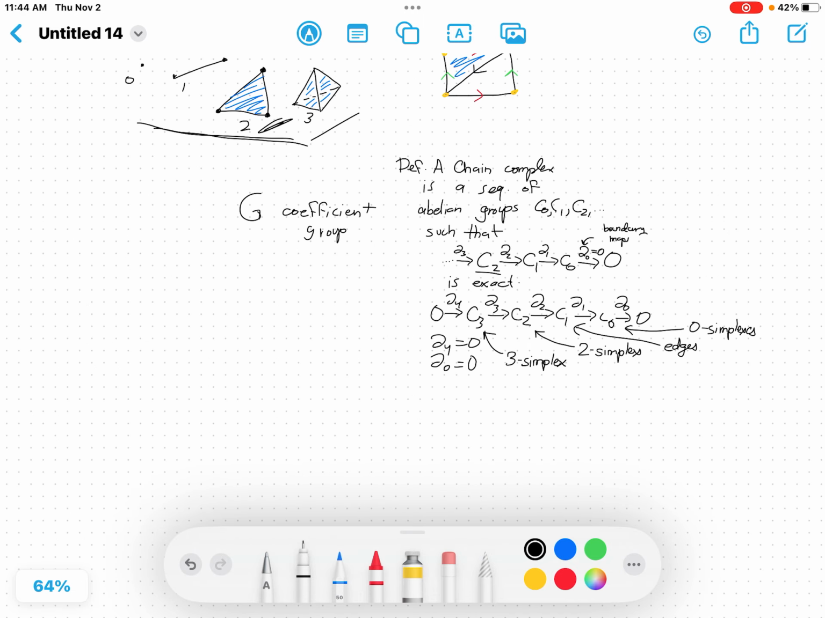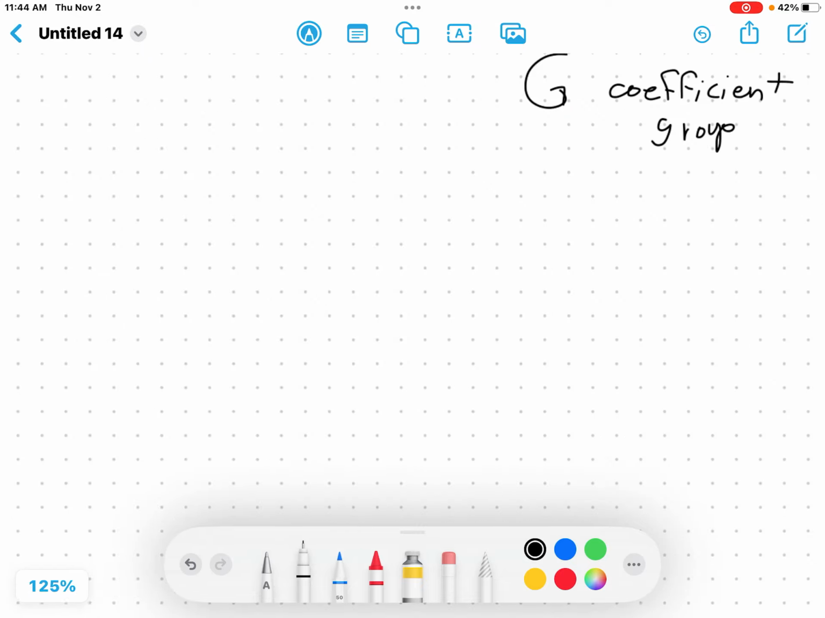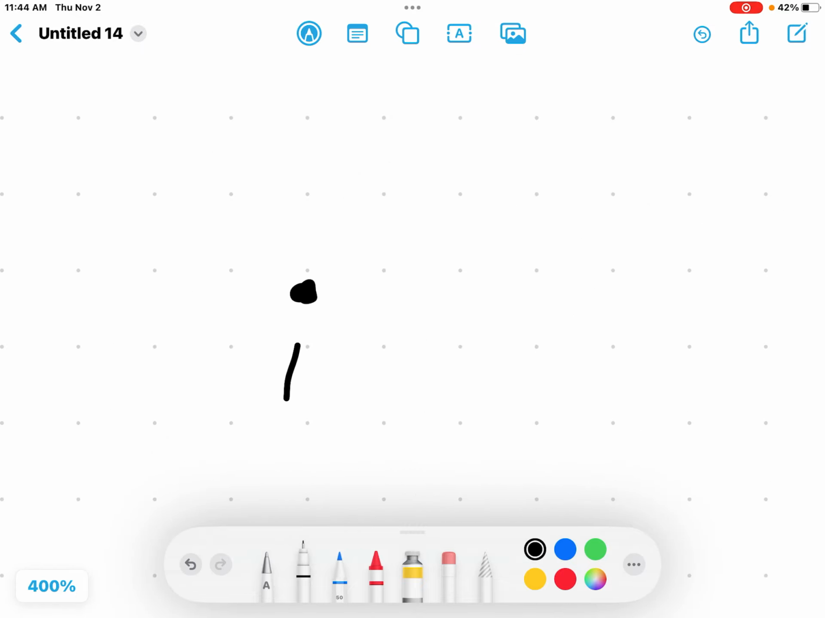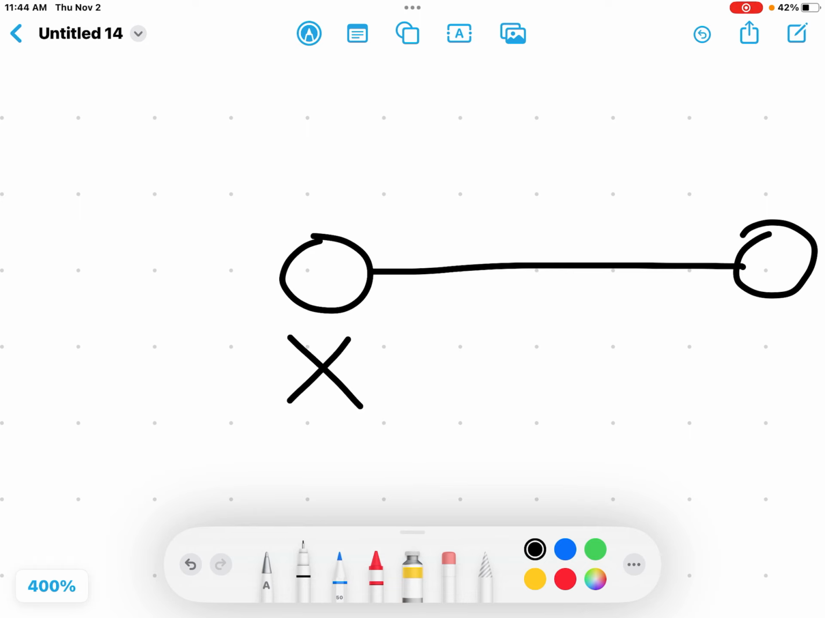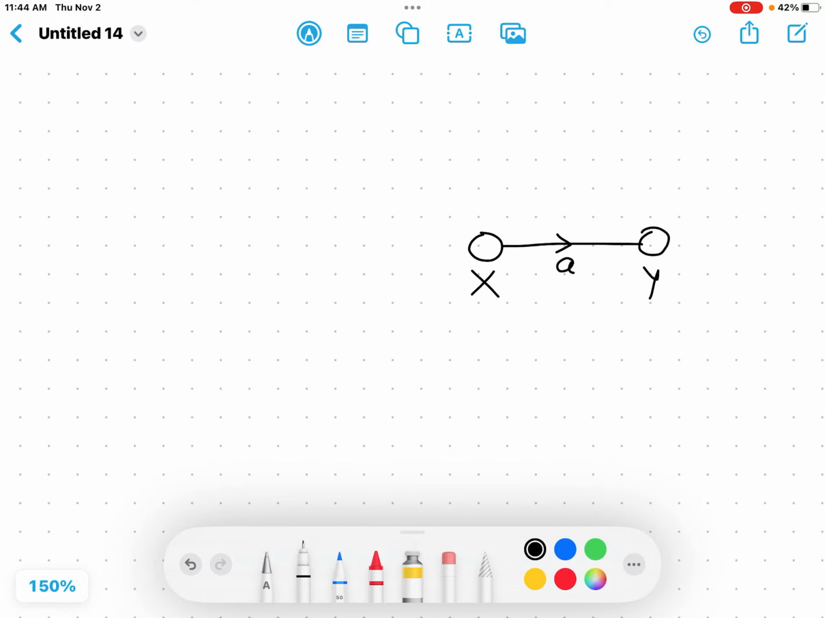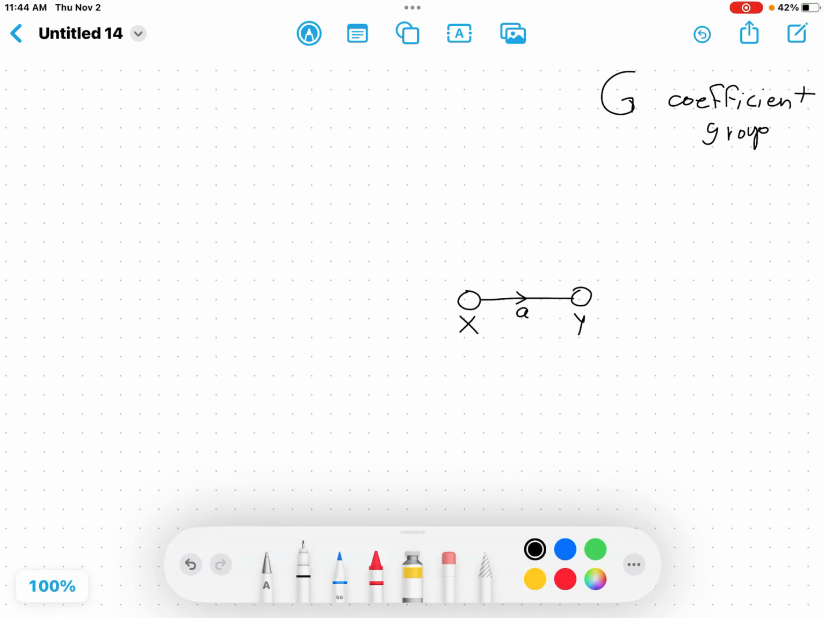So let's start simple and try to compute the homology group of a simple graph. Let's start with a graph with edges, with nodes. Okay, I'm going to use a circle here. Nodes X and Y. And I have an edge A, and I'm going to orient it this way. What's the homology group of this graph?